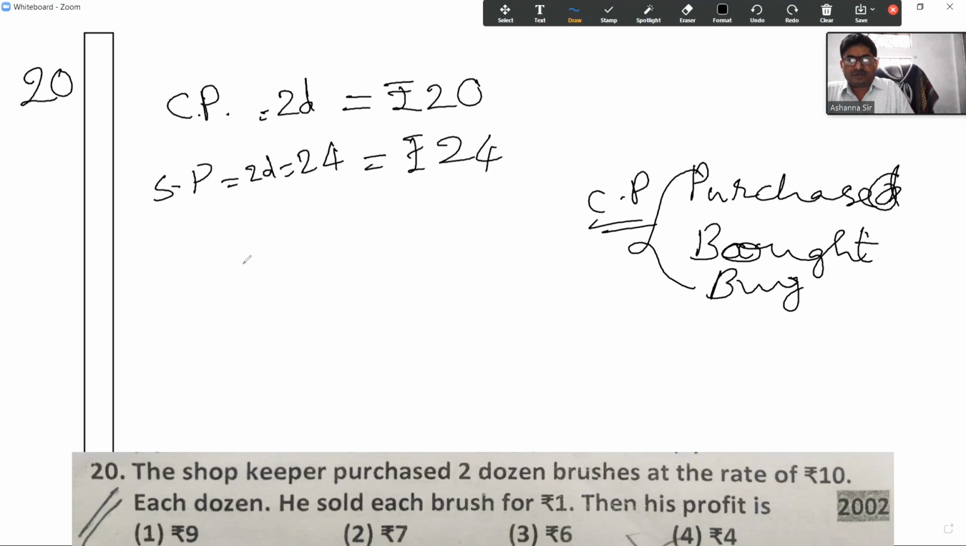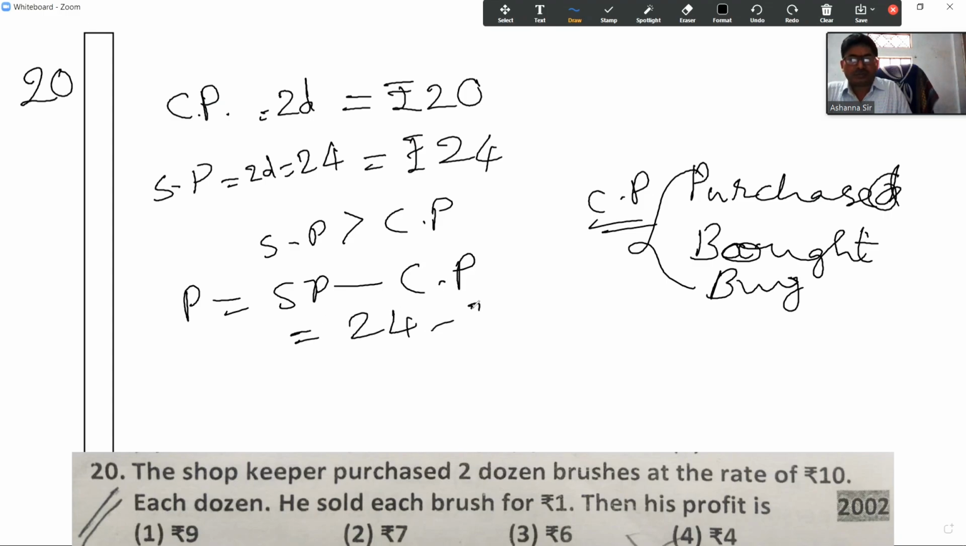By observing, we can get selling price is greater than cost price, so we get profit. Profit is equal to selling price minus cost price. 24 minus 20 is equal to 4 rupees profit. So option 4. So this is the answer.